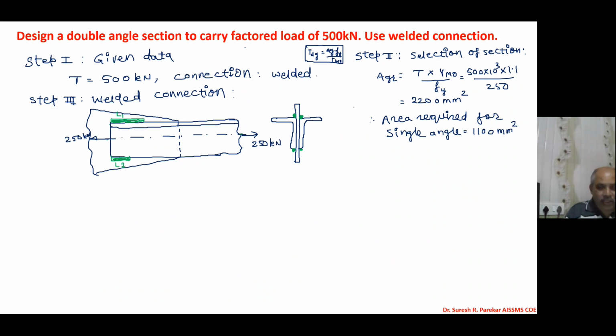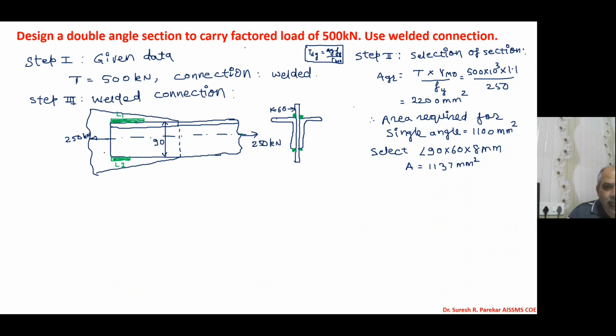Now we will select this section. I have selected an unequal angle, select angle 90 by 60. So 90 by 60 millimeter, and area of this we have 1137 millimeters square. So now we have this distance, that is 90, and we have this distance, that is 60. And now we are with third step, welded connection.